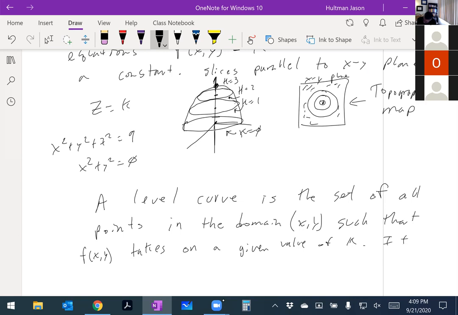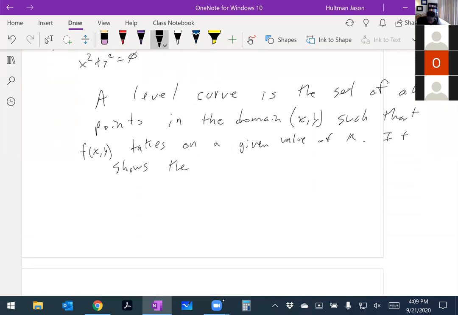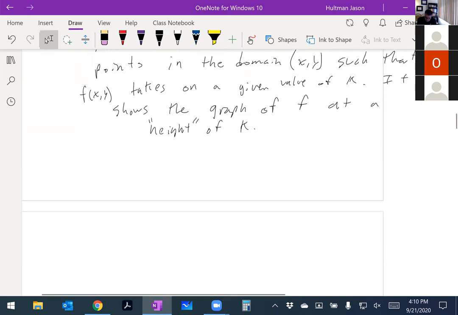It shows the graph of f at a height, in quotation marks, of k. So if we always make the z-axis the vertical axis, then we can think of it as a height. So think of topographical maps.